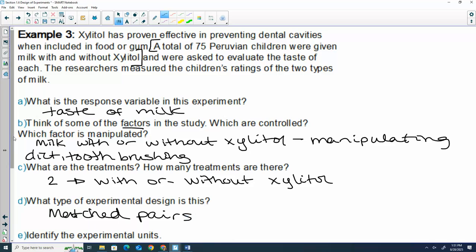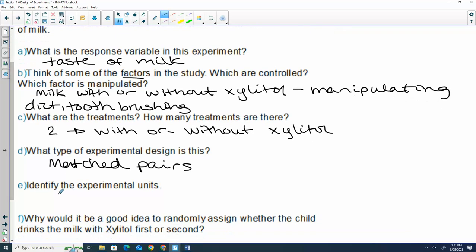Who would be the experimental units? In this case, we had the 75 that we actually studied.